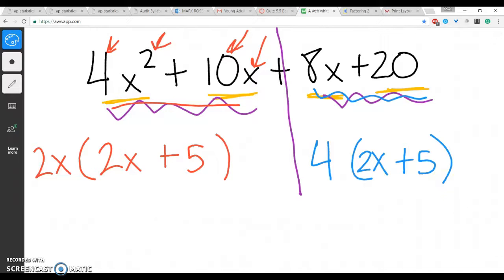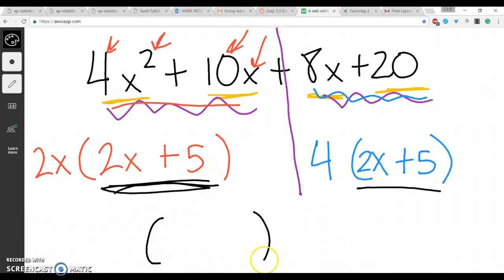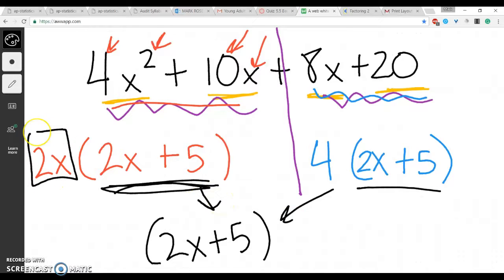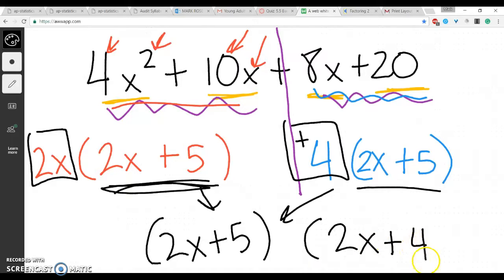Now you should notice a couple things. The first thing that you should notice is that this is the same as this. So when you notice that that's the same, that's a very, very good sign. That means that is one of our binomials, and we are going to actually put that binomial together. So we kind of pulled these binomials together. Now I'm going to get a second binomial by what's left over. As you can see, we had a 2x, and we get a positive 4. So that thing is going to come together, and that's going to be 2x plus 4.